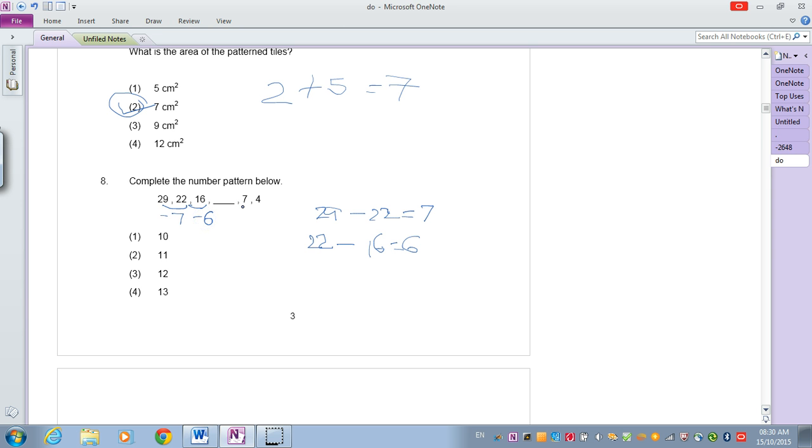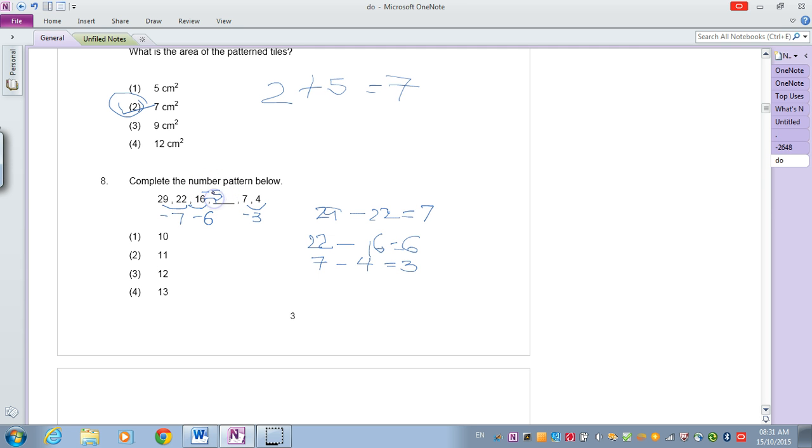So how do we know what the pattern is like? So let's check out the last two numbers, 7 and 4. How are 7 and 4 related? So 7 minus 4 gives us 3. Okay, so we know that from 7 to 4, you actually subtract 3. So 7, 6. So can you make a smart guess? From 16 to the blank, what should you do? Yes, we should try to minus 5.